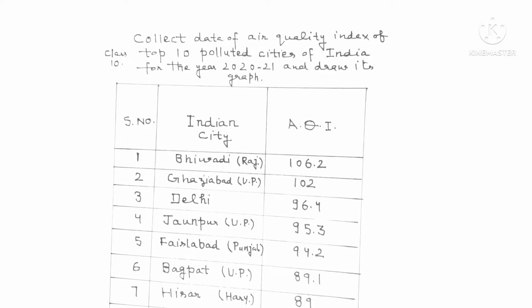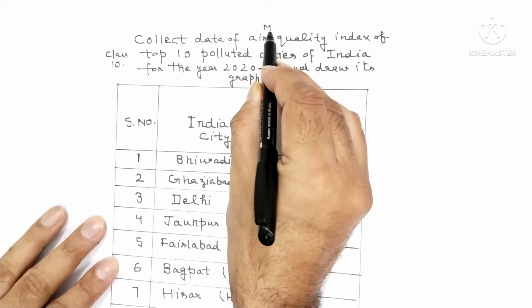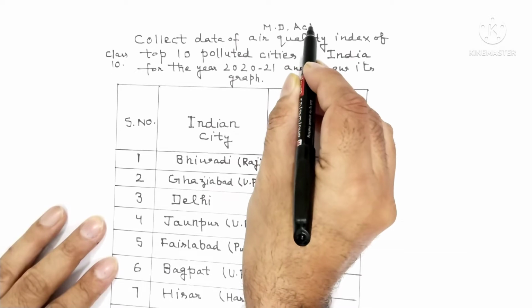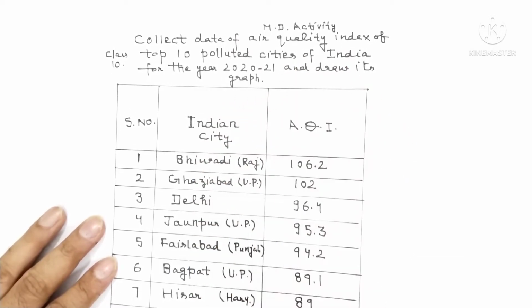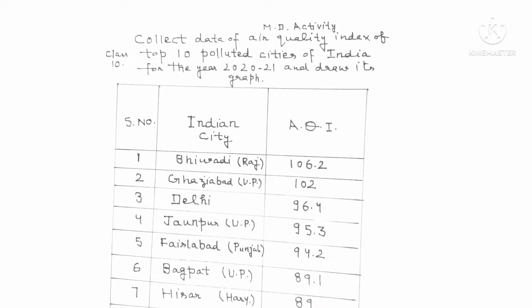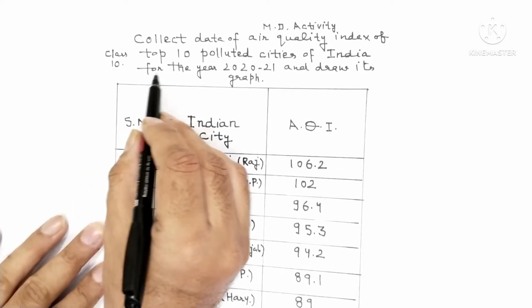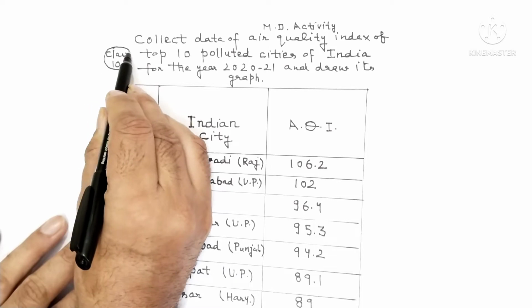Hello everyone. In this video I am doing one multidisciplinary activity, short name MD activity, for class 10th. This activity's name is: collect data of air quality index of top 10 polluted cities of India for the year 2020-21 and draw its graph. This activity can be used for any class, but particularly here I have mentioned it for class 10th.